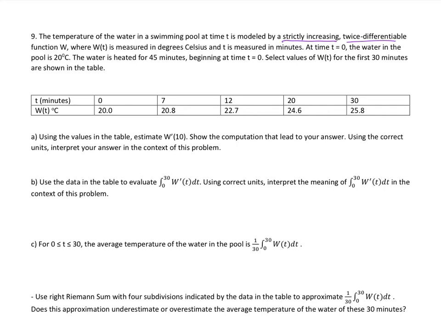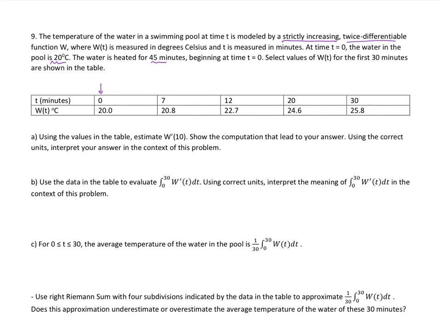At time t equals 0, the water in the pool is 20 degrees Celsius. The water is heated for 45 minutes, beginning at time t equals 0. Select values for the first 30 minutes are shown in the table. So we've got a table for the first 30 minutes, and we know that it's going for 45 minutes though. And we know the initial is 20 degrees C, so that's at time t equals 0. Using the values in the table, estimate W prime of 10, show the computation that led to your answer.